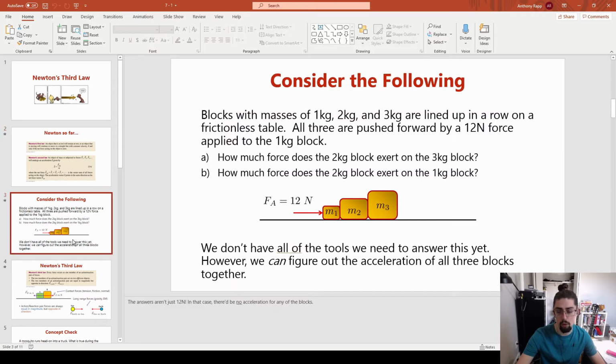But let's think about this real quick. Before I go into this and give a formal definition, think about something here. Blocks with masses 1 kilogram, 2 kilogram, 3 kilogram, sized accordingly here, are lined up in a row on a frictionless table. No friction to worry about or anything else like that. All three are pushed forward by a 12 Newton force applied to the 1 kilogram block, exactly as shown in this picture. So you might question, how much force does the 2 kilogram block exert on the 3 kilogram block? That's a little bit of a difficult one to answer right now. 1 kilogram on 2 kilogram is also difficult to answer right now.